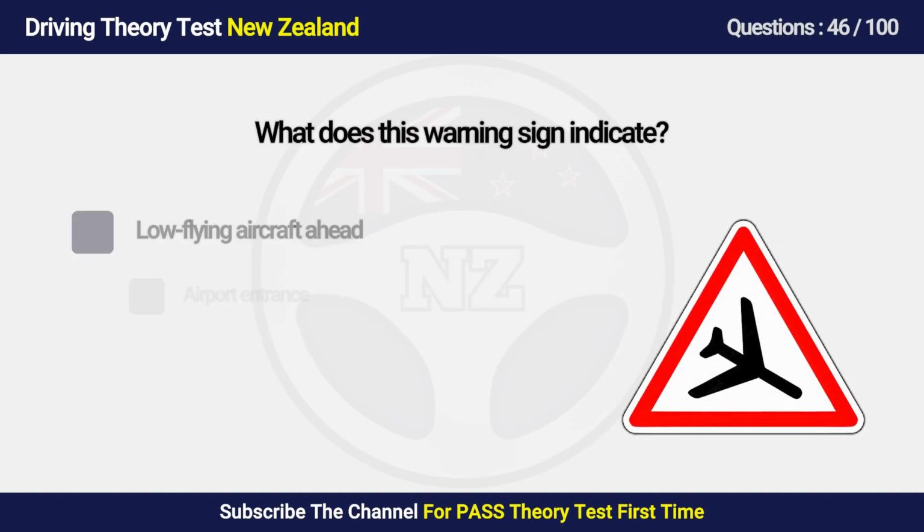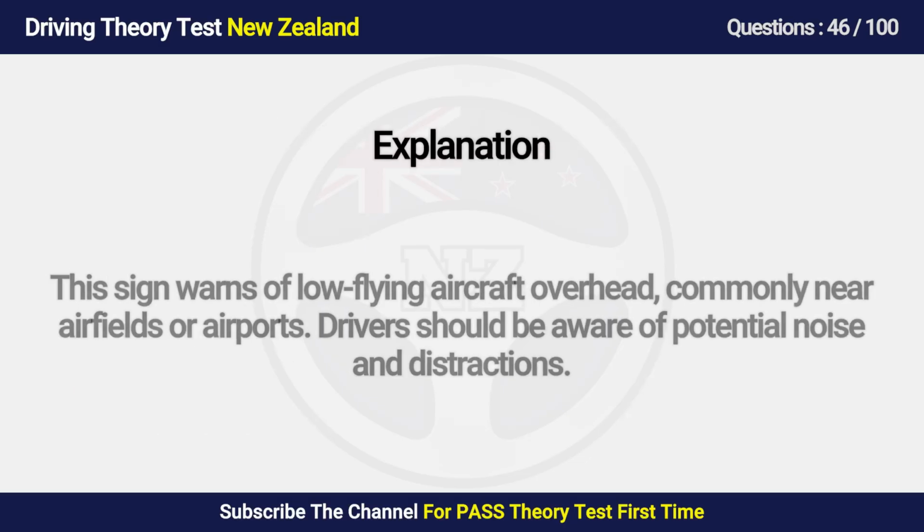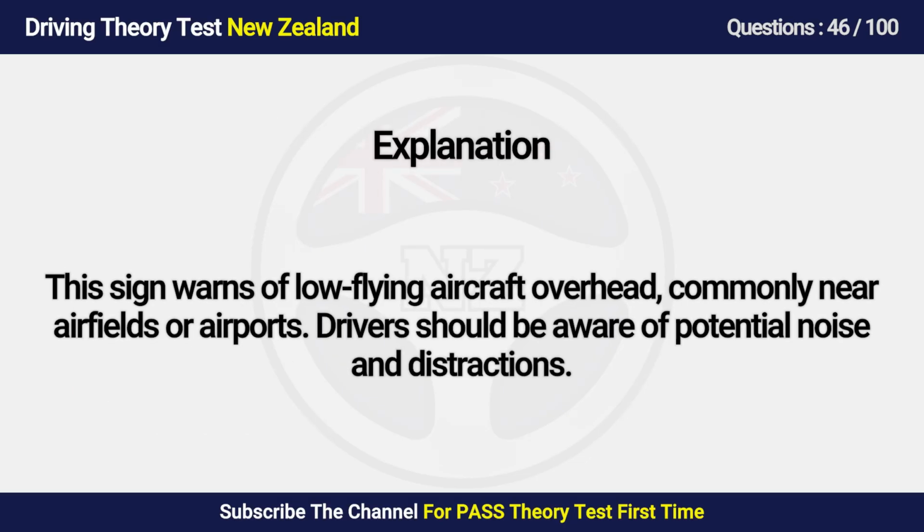Question 46. What does this warning sign indicate? A. Low-flying aircraft ahead. B. Airport entrance. C. Wind shear zone. D. Road closed to aircraft. Answer is A. Low-flying aircraft ahead. This sign warns of low-flying aircraft overhead, commonly near airfields or airports.